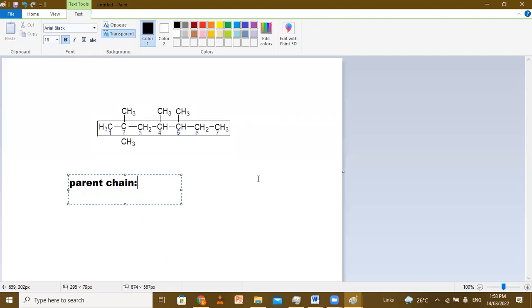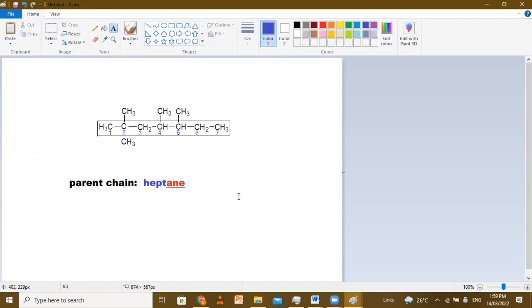7. Okay, so if it's 7, what is our generic root? Hep. Since it's 7, our generic root should be hep. And since these are all single bonds, we end with ane. So you have your ane, okay, we end with ane.